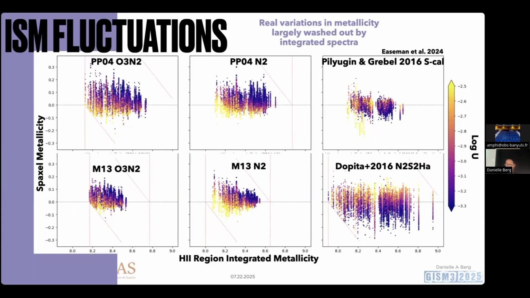And then one more work here, by Eastman 2024, was looking at an integrated metallicity of an H2 region versus spaxel by spaxel metallicities. So the amount of vertical scatter you see shows you how much variation you actually see, and you're compressing it into a single integrated metallicity. And there's a lot of variation here by ionization parameter, that detail that we lose when we go to our integrated metallicity.